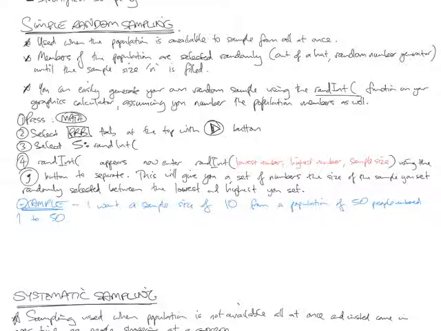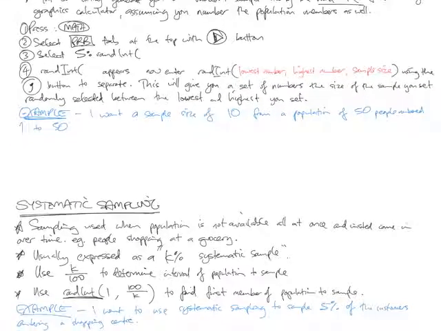Now you can do this yourself, maybe for the DI, using the randint function on your graphics calculator, and assuming that you've numbered the population members as well. It's not going to work choosing random numbers if you haven't numbered the members of your population to begin with. So how do you do that?